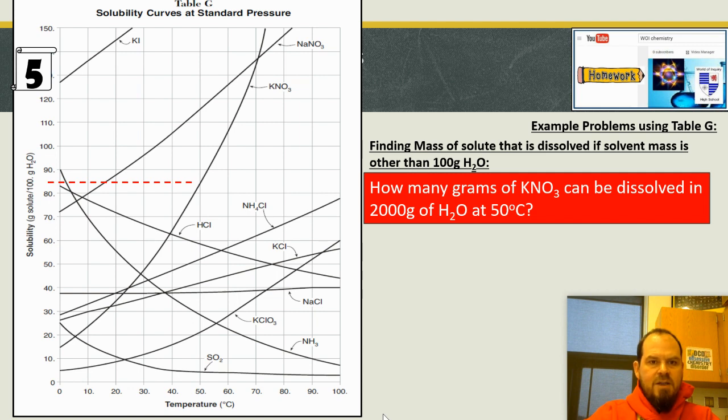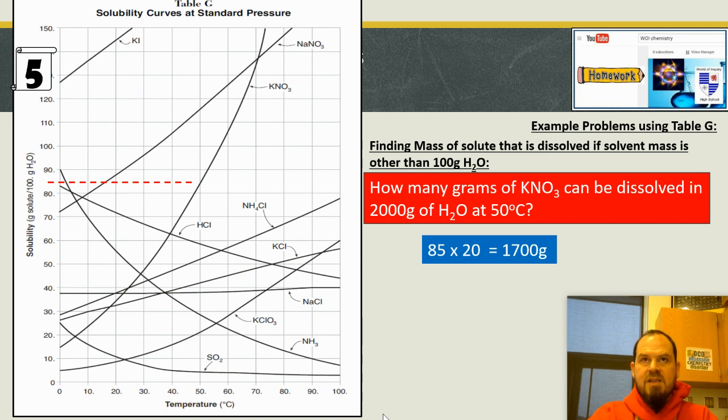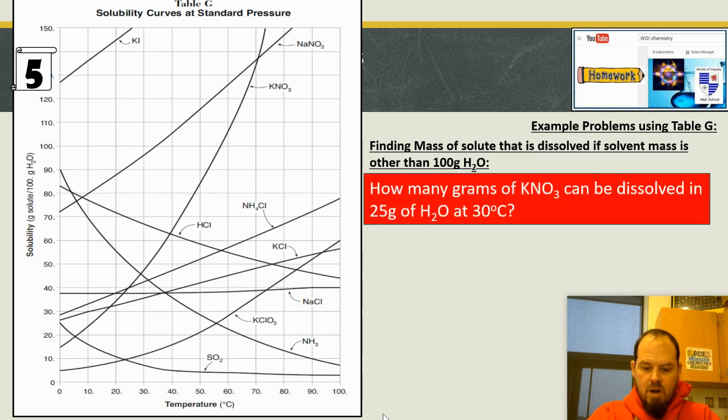So 50 degrees up would actually still be right at the line that's coming across there. I see 85. That's going to be 85 times 20. 85 times 20 would be 1,700 grams would be able to dissolve. Just throwing out a huge number. Normally they don't do that.